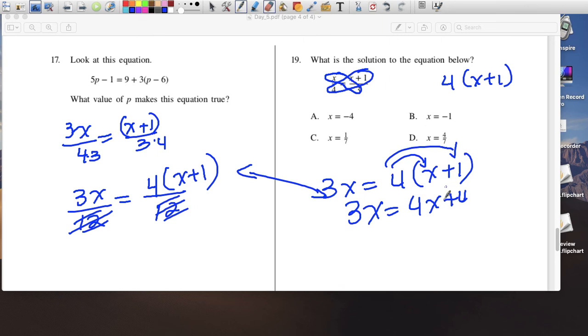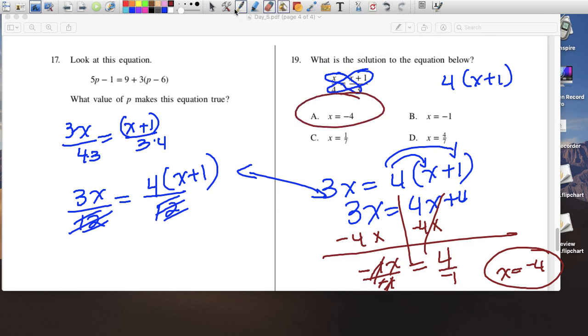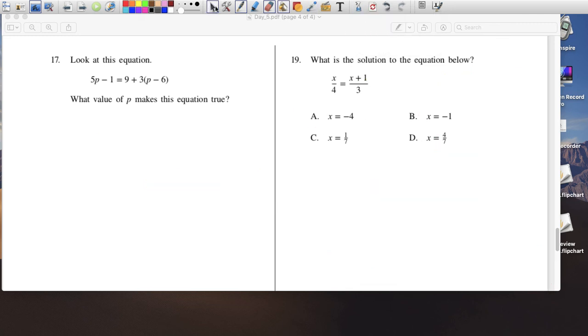Let's get rid of one of the variables, negative 4x. Let's get rid of that guy. Negative 4x on this side. These two cross out, and I have plus 4, or equals 4. 3x minus 4x is negative 1x, right? Now, my variable can't be negative here, so I'm going to divide this by negative 1, and I divide this by negative 1. Negative 1 divided by negative 1 is just going to be 1, or just x. And 4 divided by negative 1 is negative 4. So my final answer is negative 4.